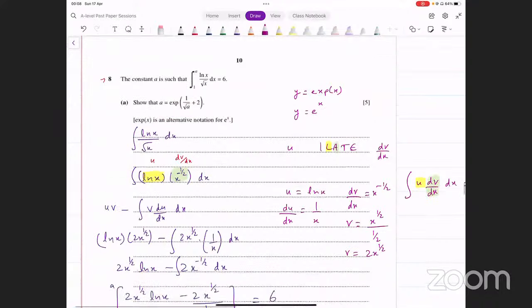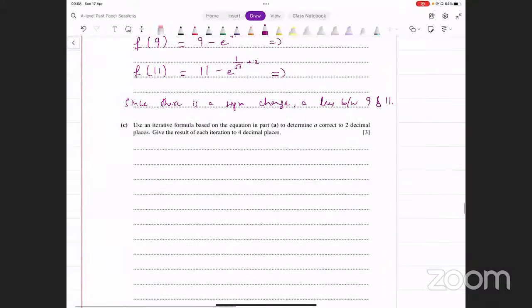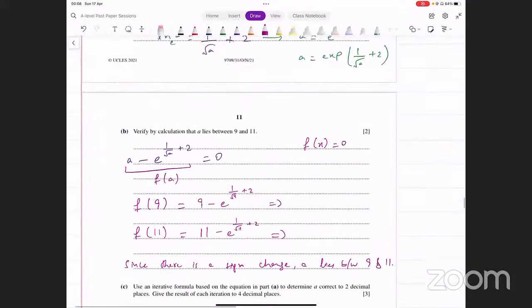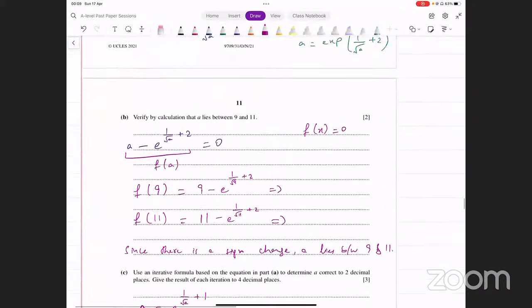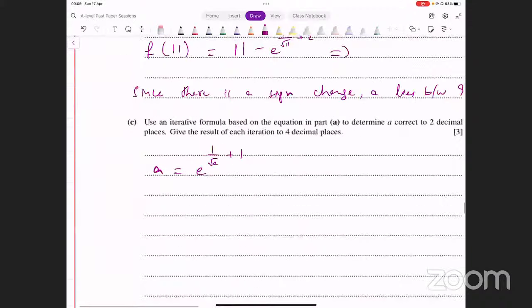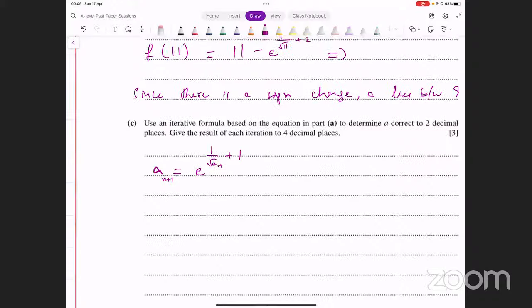एक a लेफ्ट साइड के ऊपर है, बाकी सब कुछ राइट साइड के ऊपर है, e raised to the power 1 over square root of a plus 1. इससे आइटरेटिव फॉर्मूला कैसे बनेगा? लेफ्ट साइड पे आपने क्या करना है? n प्लस 1 लगा देना. राइट साइड पे क्या करना है? a के साथ n लगा देना. ठीक है, ये आप इवैल्यूएट कर लेंगे.